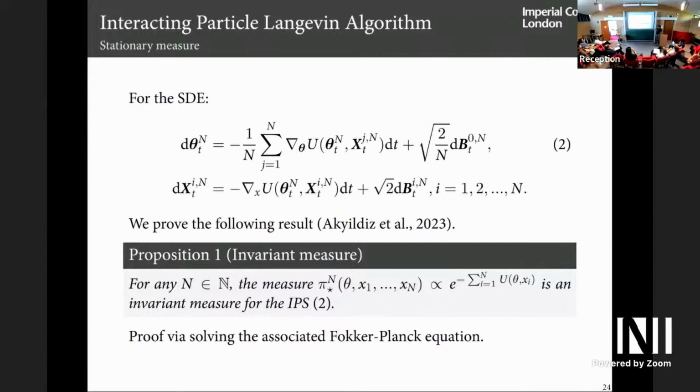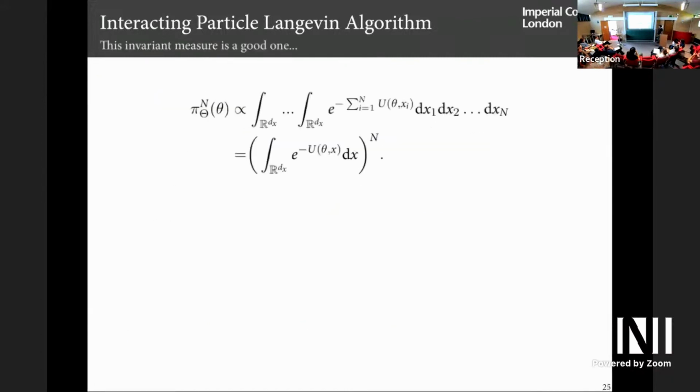This is nice because it is going to be very useful to us in the next slide, in the sense that we can say something about its convergence to theta star or not. The proof is somewhat standard. One way to do it is using the Fokker-Planck equation. I think we also assume that U is C2 because we are solving the Fokker-Planck equation, but I think it's possible to relax that assumption, which I didn't mention.